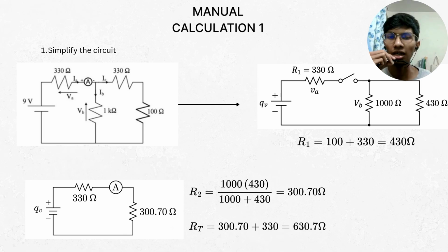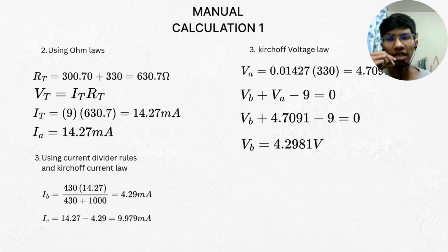So for manual calculation, I will use Ohm's law in order to find the I total, which is I total equals to IA. Then I will use current divider rules and Kirchhoff's current law in order to find IB and IC. Meanwhile, for the voltage, I use Kirchhoff's voltage law, which refers to the summation of voltage equal to zero at the closed loop.